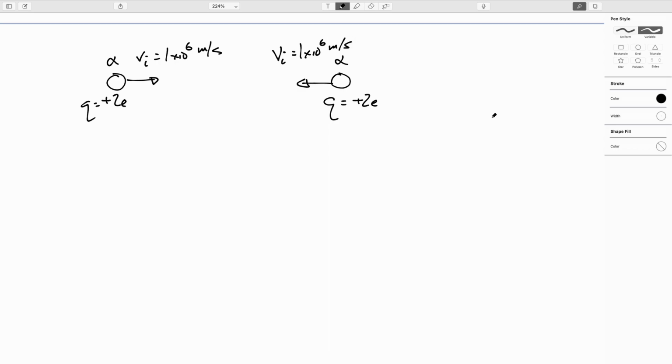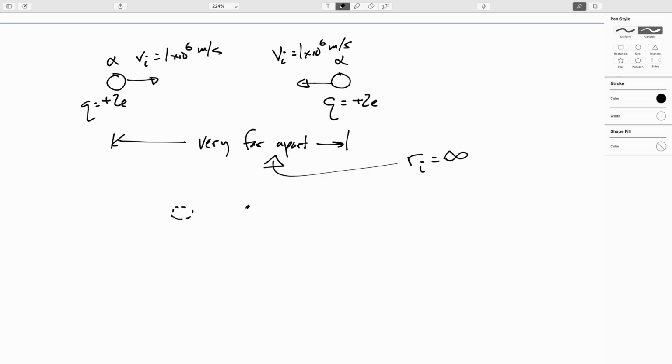Now, a million meters per second seems awful fast, but compared to the speed of light, that's actually relatively not much. We'll also say that initially they are very far apart. So we'll take that as code to mean that the initial separation, we will just approximate it as infinity. And then what I want to know is how close will they get? We know that they're going to slow down because they're going to repel each other. So there will be a point of closest approach.